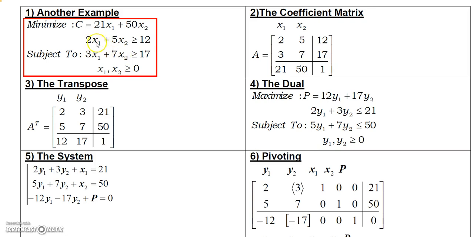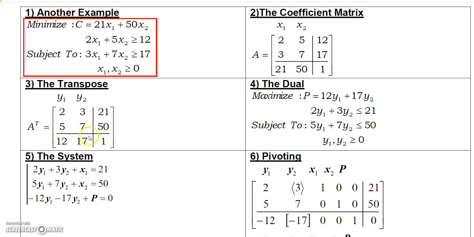If I write the coefficients, I get 2, 5, 12 from the first inequality, and 3, 7, 17 from the second inequality, and then from the objective function I get 21, 50, and 1. And then you know how to transpose the matrix. When I transpose it, my first row is 2, 3, 21, the second row is 5, 7, and 50, and the third row is 12, 17, and 1.